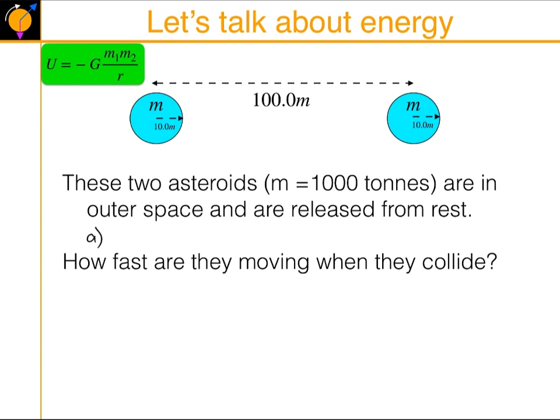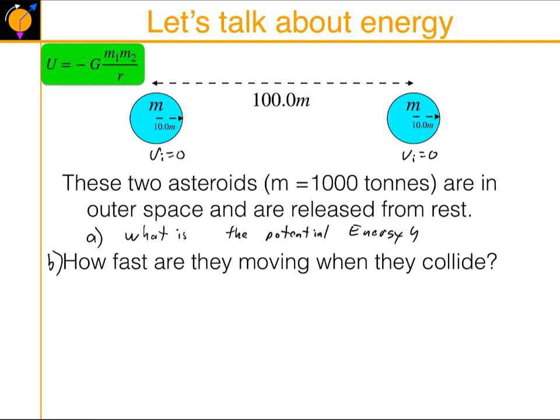Before that first one, we're going to ask, what is the potential energy stored between these two? What is the potential energy, U? And then B, we're going to ask, how fast are they moving when they collide? So if we hold them far apart and we release them from rest, how fast will they be moving when they collide? So let's start by calculating the initial potential energy between them.